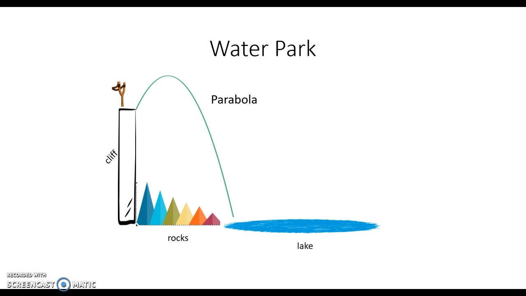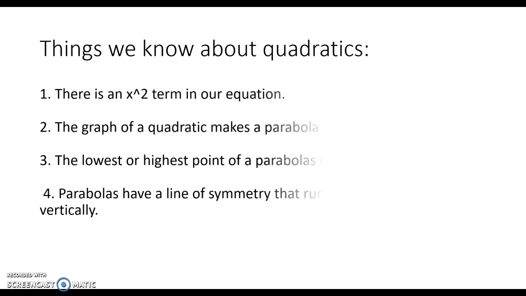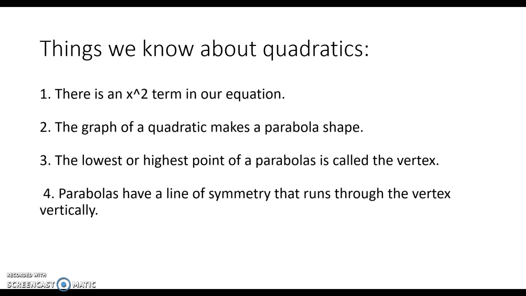We have been talking about quadratic functions in class for a few days now, and we have learned several different properties about quadratic functions. Let's review some of them before we get started. We know there's an x squared term in our equation. The graph of a quadratic makes a parabola shape. The lowest or highest point of a parabola is called the vertex, and parabolas have a line of symmetry that runs through the vertex vertically.